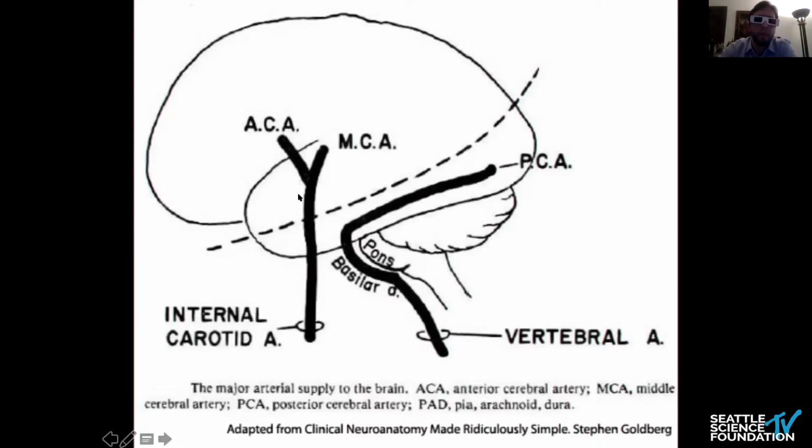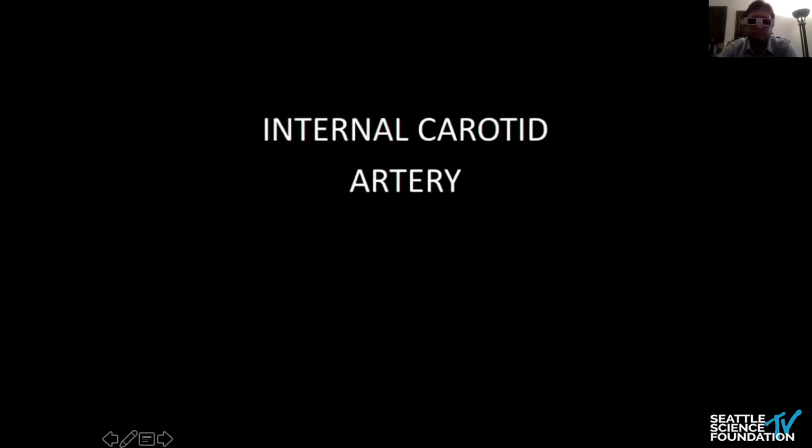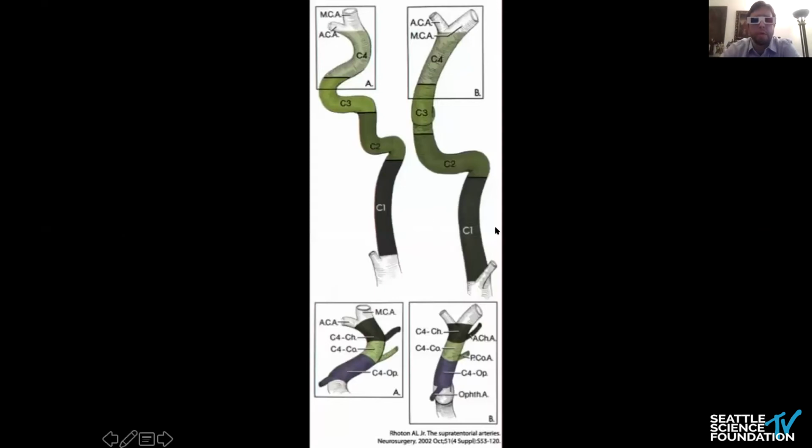that will branch into these two major arteries, the anterior cerebral artery and the middle cerebral artery. It also has a posterior system, also called the vertebral basilar system, that will branch into these main cerebral artery. That's the posterior cerebral artery. The internal carotid artery.